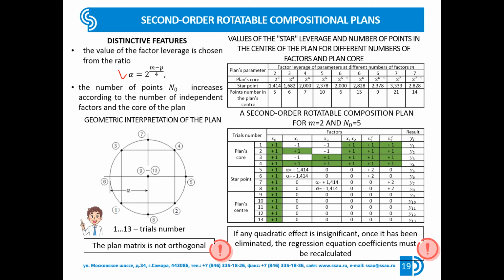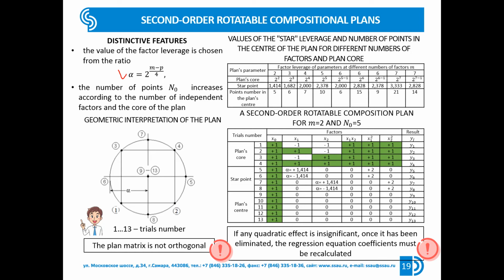Taking into consideration the influence of random error in the center of the plan on the response function, it is recommended to perform at this point of the plan not one but several repeated trials, 9 to 13 trials in this case, for averaging of results and for statistical analysis of the results of the experiment as a whole. However, the second-order rotatable plan matrix is non-orthogonal. The condition of non-orthogonality was discussed on the previous slide. Therefore, if any of the quadratic effects is found to be insignificant, once it has been eliminated, the regression equation coefficients must be recalculated.